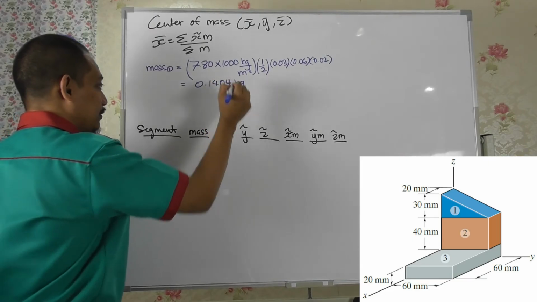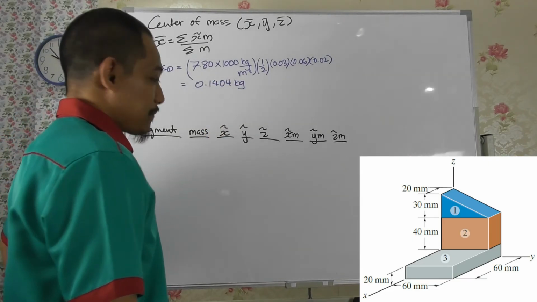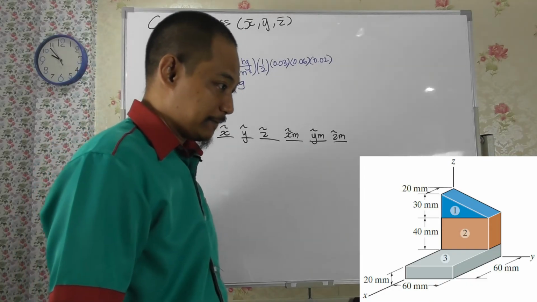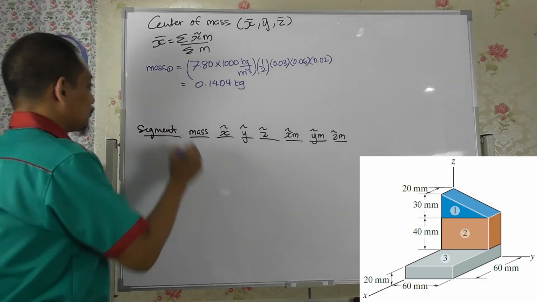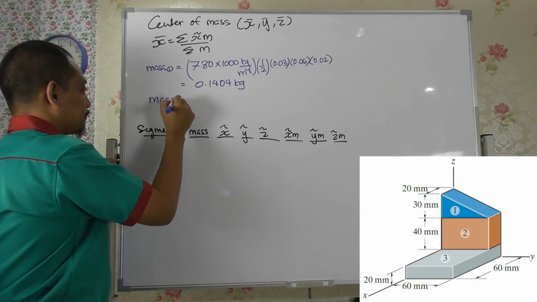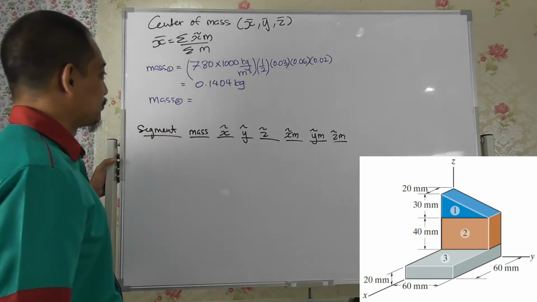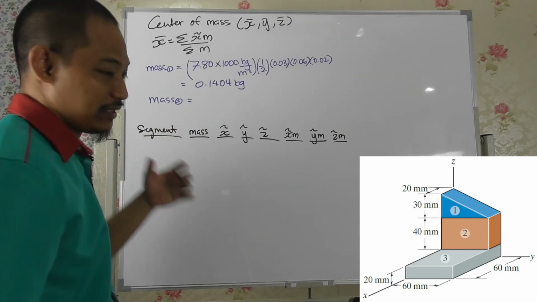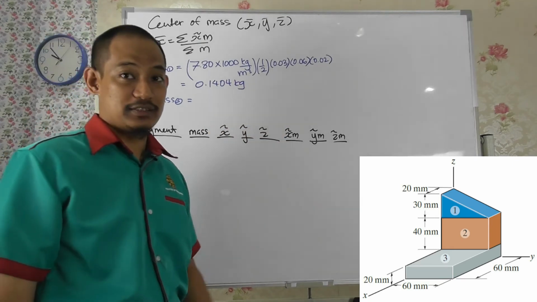0.1404 kilogram, right? So that's for mass number one. So mass number two, okay, maybe I do not need to show everything, right? Because the step of calculation is exactly the same.